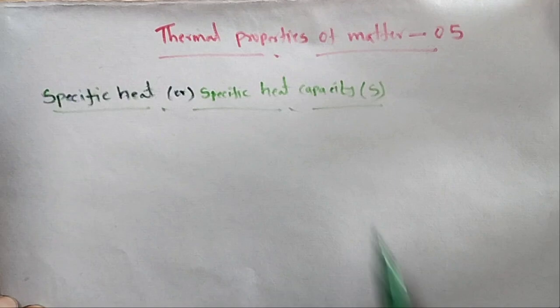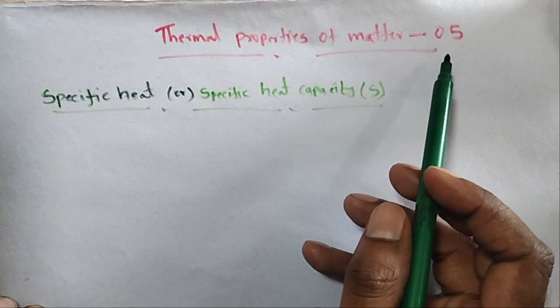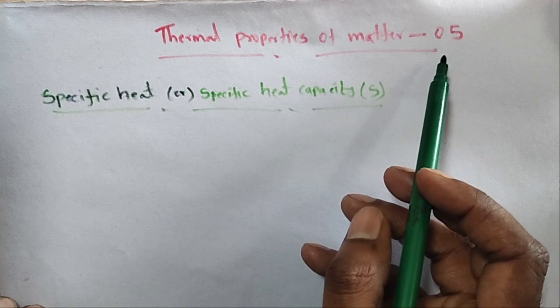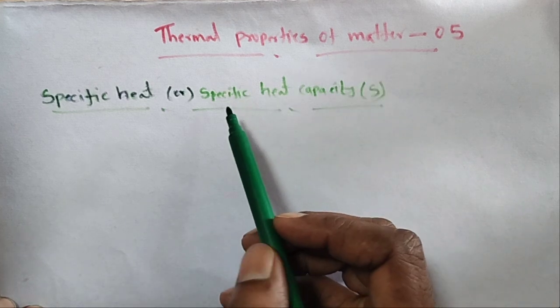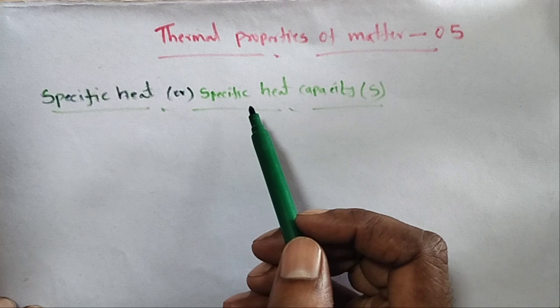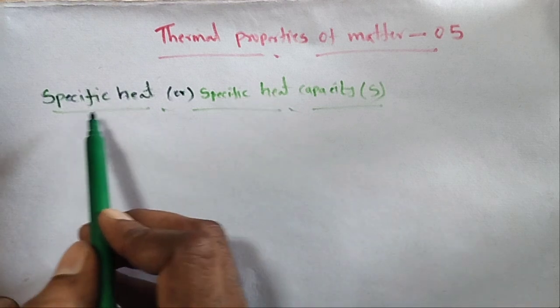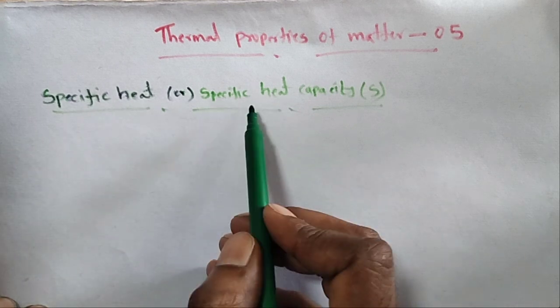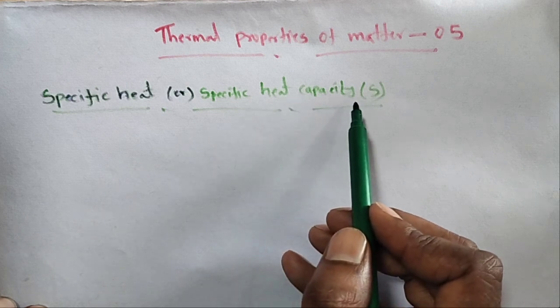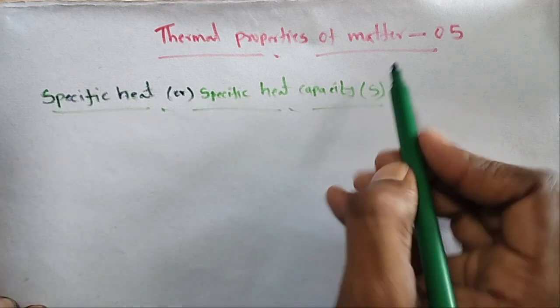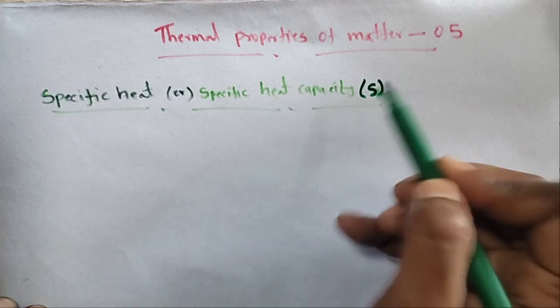Students, this is the thermal properties of matter, video number 5. In the previous videos, we covered liquids and gases and the ideal gas equation proof. Now, the specific heat and specific heat capacity. Both are the same, specific heat or specific heat capacity, with symbol capital S.